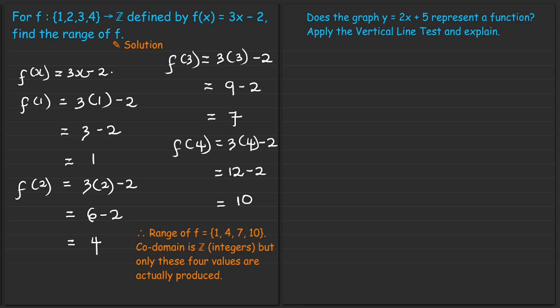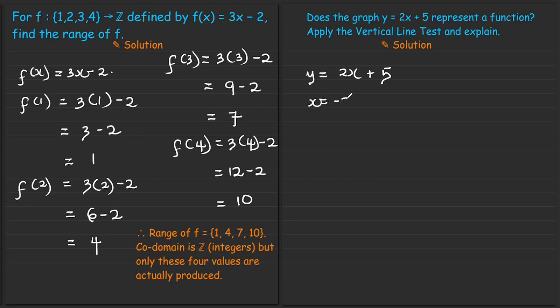Let's look at our second question. Our next question says, does the graph of y equals 2x plus 5 represent a function? You apply the vertical line test and then explain. So we need this graph. Though it hasn't been drawn here, we can draw it ourselves. So we know it is given by y equals 2x plus 5. So all I'm going to do is take 2 points so that I'll get a rough sketch of the graph.